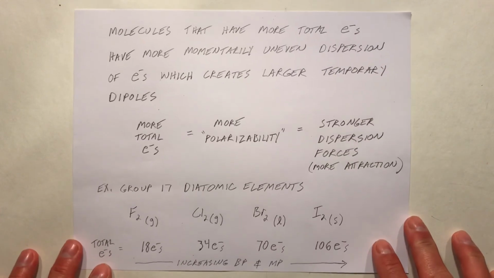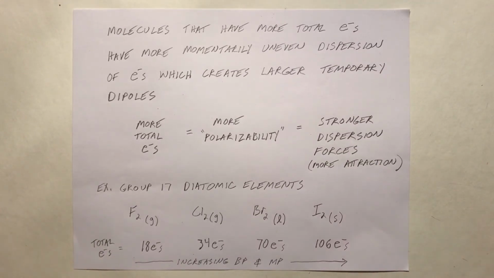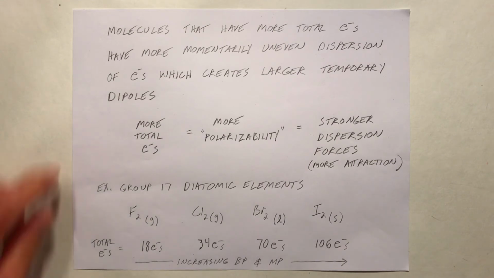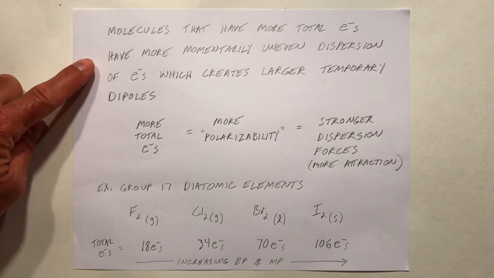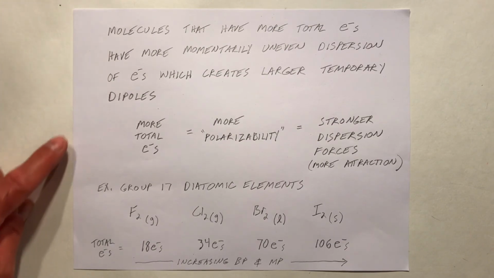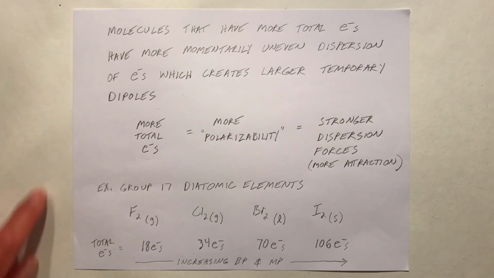Now the more electrons that are there, the more that shifting of electrons would have an effect. It's kind of like if you have water in a bucket and you're standing still, the water is evenly distributed in the bucket. But if you start walking, of course, as you're taking steps, the water is going to slosh back and forth in the bucket. And the more water you have in the bucket, the more the water is going to slosh back and forth. Molecules that have more total electrons have more momentarily uneven dispersion of electrons, which creates larger temporary dipoles.